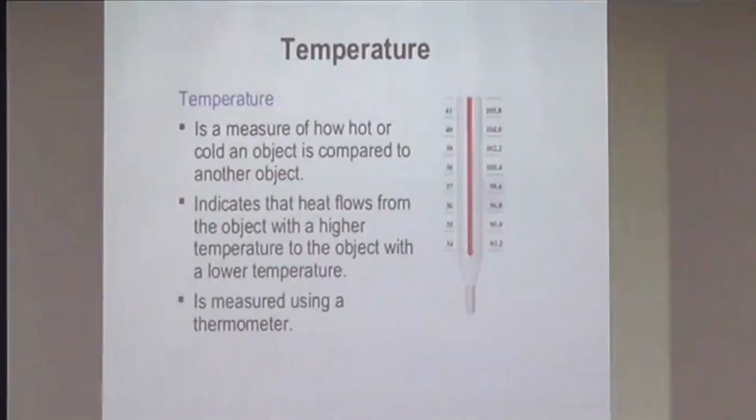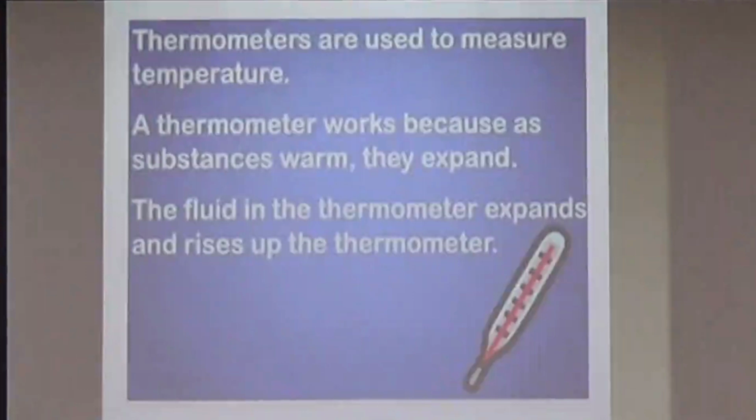Temperature is a measure of how hot or cold an object is compared to another object, and it indicates how heat is flowing from an object at a higher temperature, meaning a higher heat energy level, to an object at a lower heat energy level or lower temperature. The instrument with which we measure this quantity is called a thermometer. Let us discuss what a thermometer is.